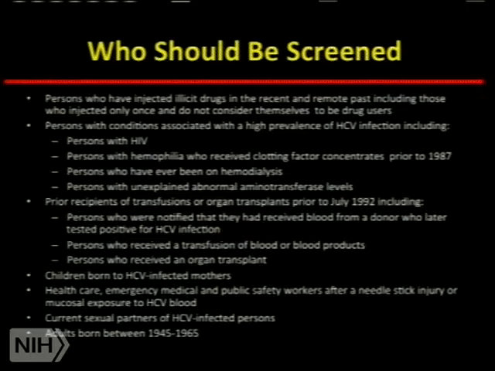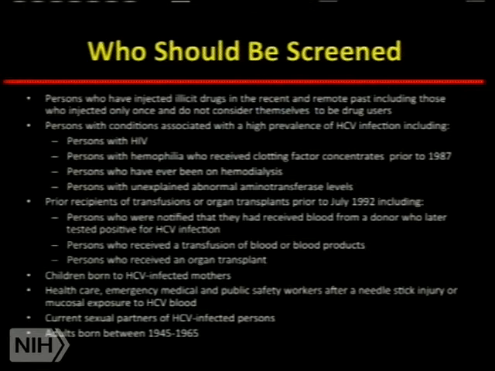Persons with hemophilia who received clotting factor concentrates prior to 1987. Persons who've ever been on hemodialysis and those with abnormal liver enzymes. Prior recipients of transfusions or organ transplants prior to 1992. Children born to HCV-infected mothers, as I mentioned.